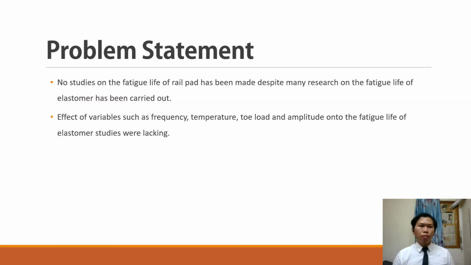On the problem statement, the problem of the study is that there is no study on the fatigue life of railpad, despite much research on the fatigue life of elastomer having been carried out. Also, the effects of variables such as frequency, temperature, toe load, and amplitude on the fatigue life of elastomer were not being considered.